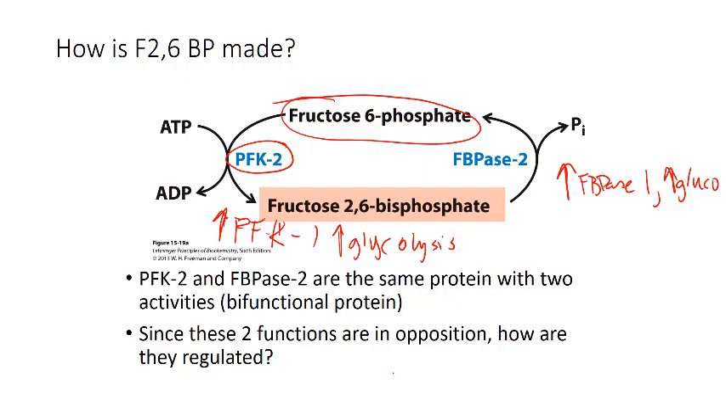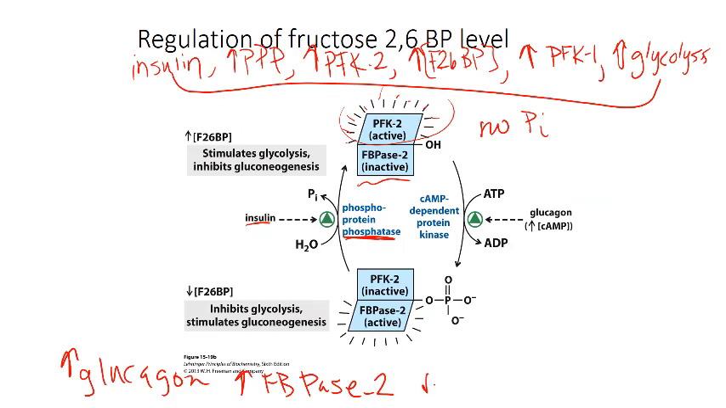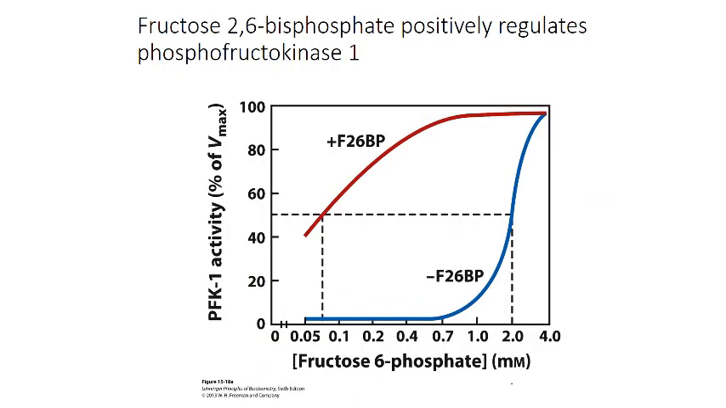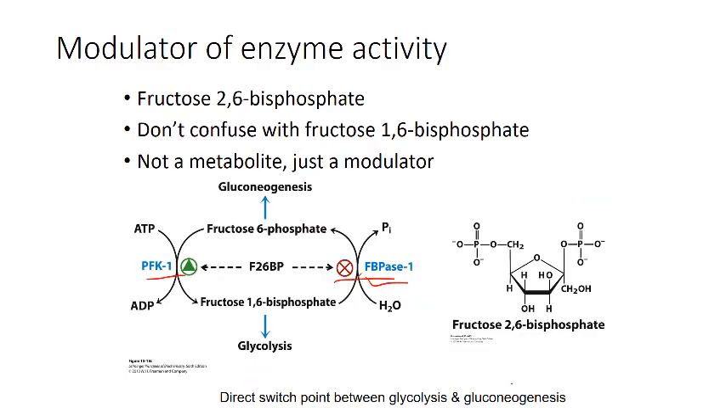Now, if we activate FBPase2, what's going to happen to the concentration of fructose 2,6-bisphosphate? Is it going to increase or decrease? It's going to decrease, okay? All right, so we're going to decrease the F26BP concentration. If F26BP goes down, what's going to happen to FBPase1 and PFK1? Let's think about FBPase1. If we remove F26BP, what does F26BP do to FBPase1?